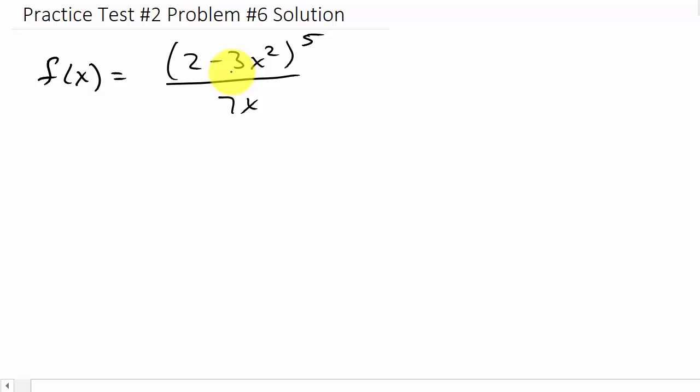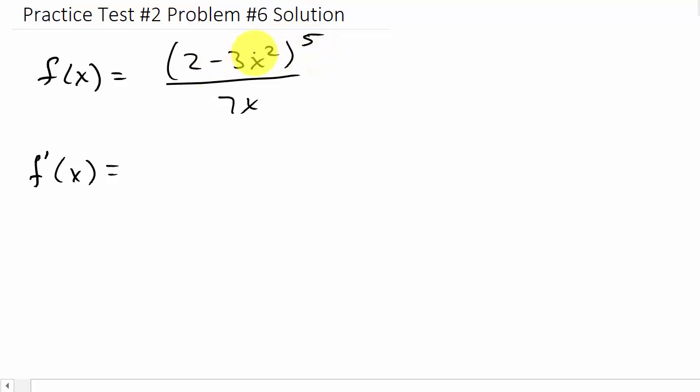And remember, the quotient rule is the derivative of the numerator times the denominator minus the derivative of the denominator times the numerator, and that's all over the denominator squared. Alright, so let's get started on it. So I have f prime of x is equal to, so the derivative of the numerator.